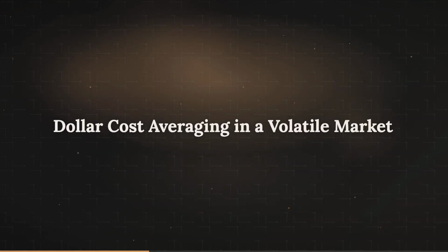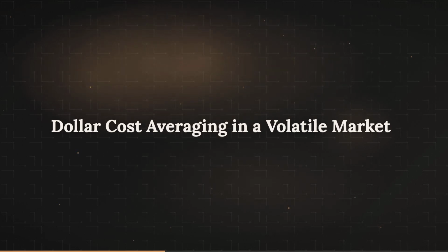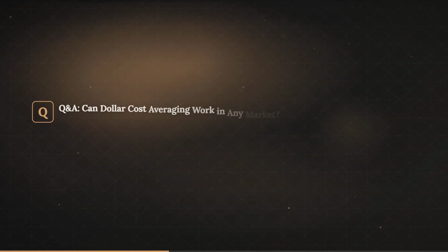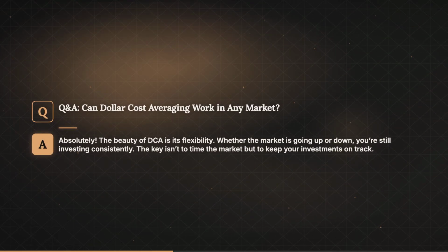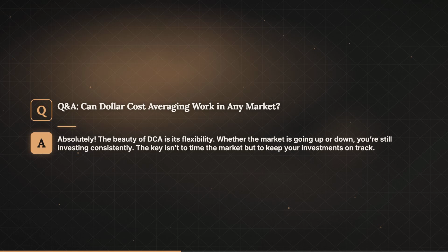Imagine the market goes up and down. With dollar cost averaging, your investments are spread out over time, reducing the impact of volatility. Do you think DCA only works when the market is going up? Think again. It's about consistency, not timing.